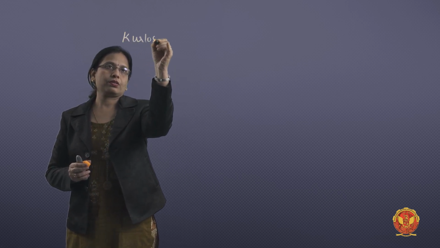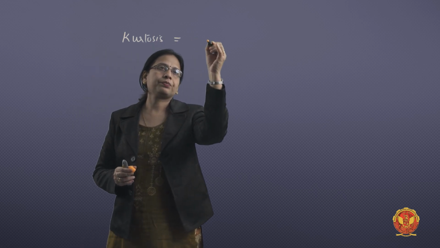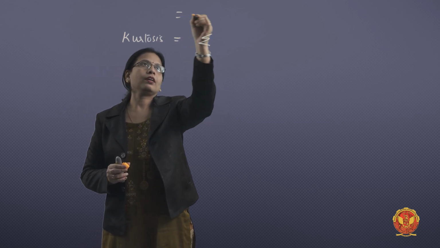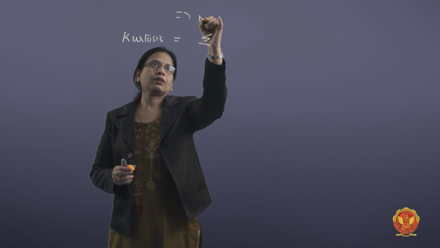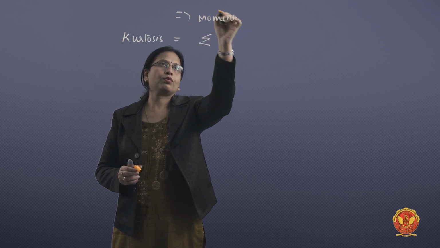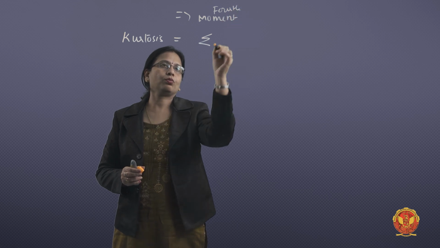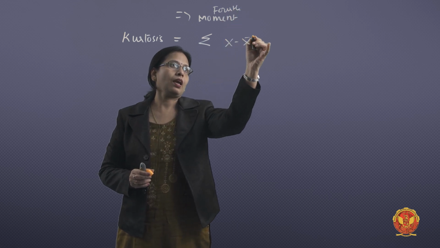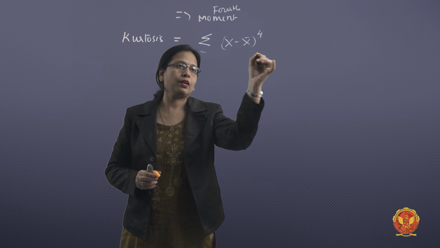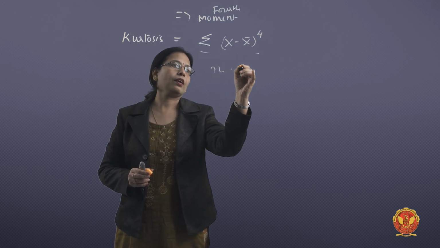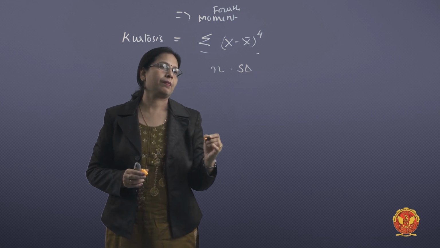We have this individual series. The data is given here as 73, 70, 71, 73, and so on. First, let us write down the formula for kurtosis. How to calculate it? You have to find out what you may call the fourth moment. How to find the fourth moment? It is the summation of x minus x mean to the power 4, divided by the number of observations into standard deviation.